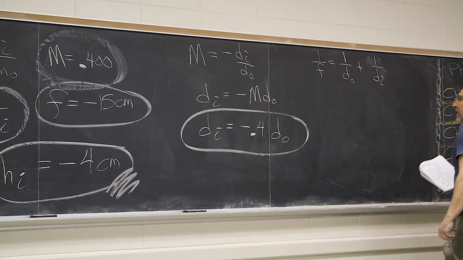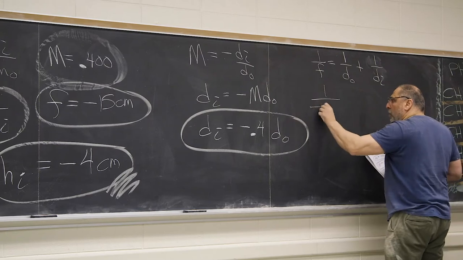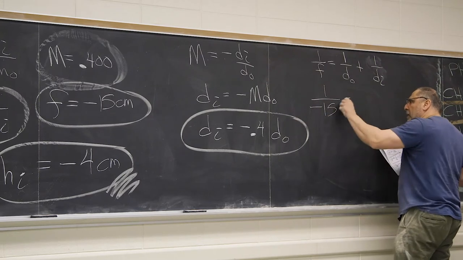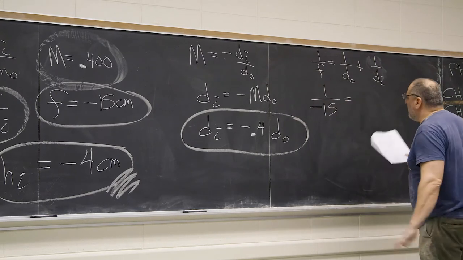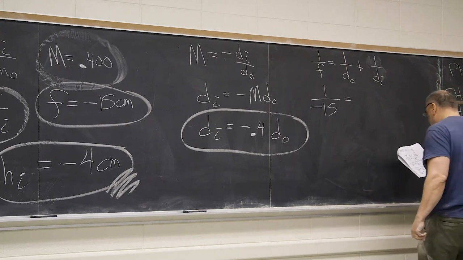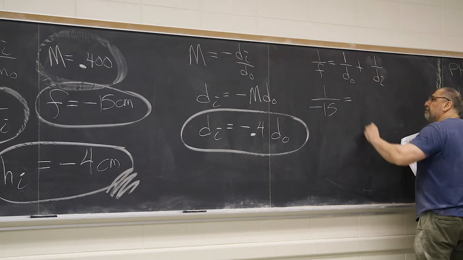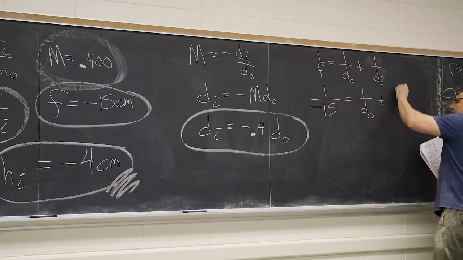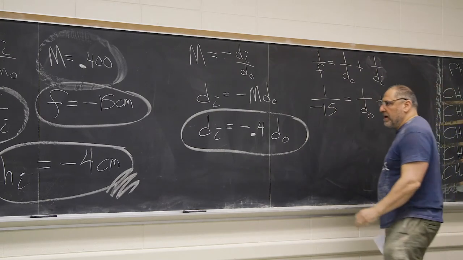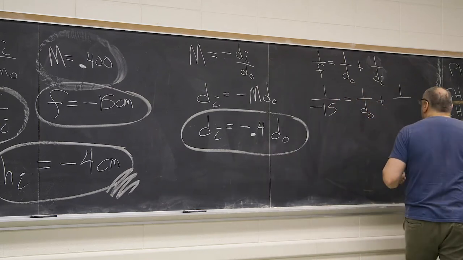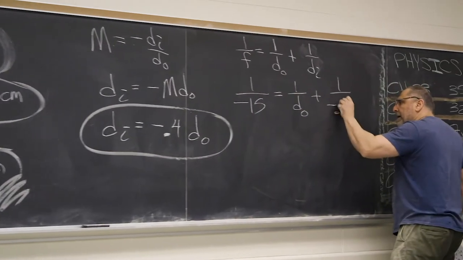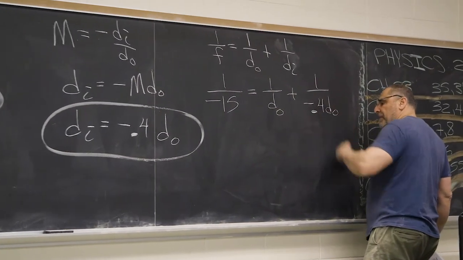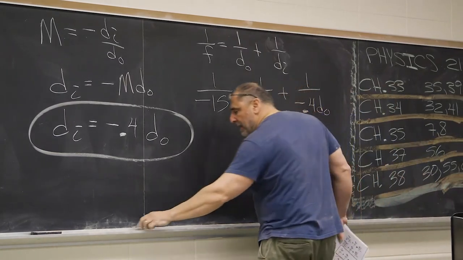We got this. They told us the focal length was negative 15. We're keeping all the same units now. Units are centimeters. That's not going to be a problem. DO is DO. I'm not saying anything too profound there. And DI is negative 0.4 DO. That was a big step. Right here, guys, that's a big step.